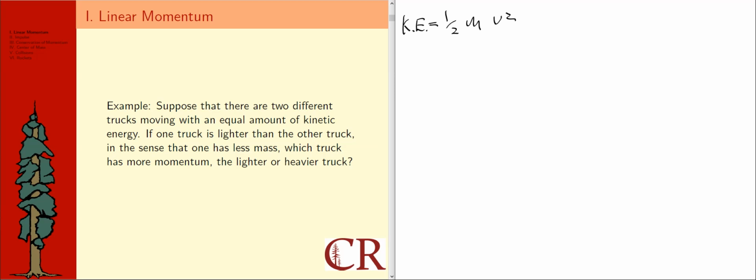But if we look at momentum, and I'll just worry about magnitude here and write p is equal to mv, wouldn't it work the same, that since the lighter truck is going to have more velocity, they'd have to have the same momentum too? Well, no, right? Because these formulas are different. This one is 1/2 mv squared.